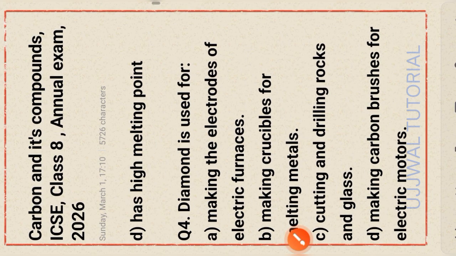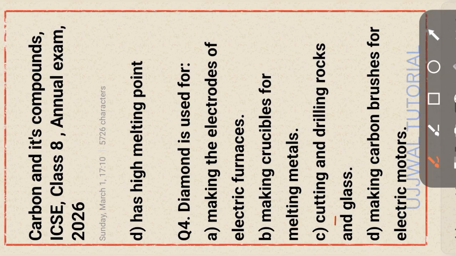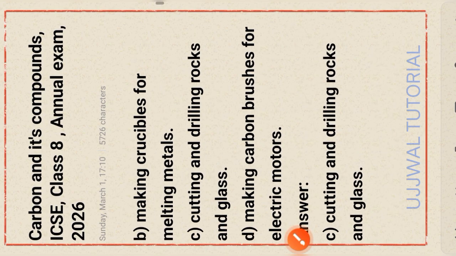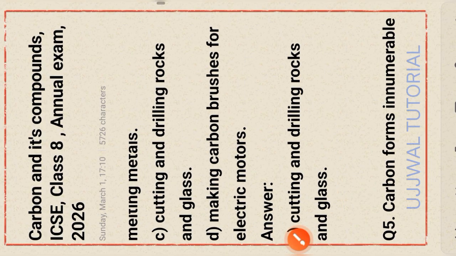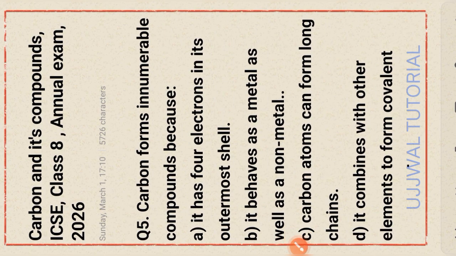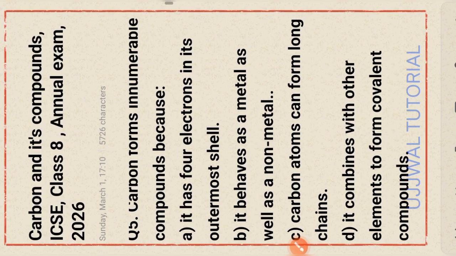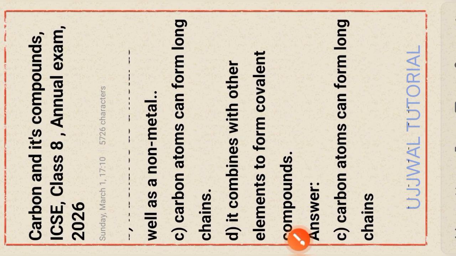Next question, question number 4. Diamond is used for option C, cutting and drilling rock and glass. Option C is the right answer. Next question, question number 5. Carbon forms innumerable compounds because of option C, carbon atoms can form long chains.